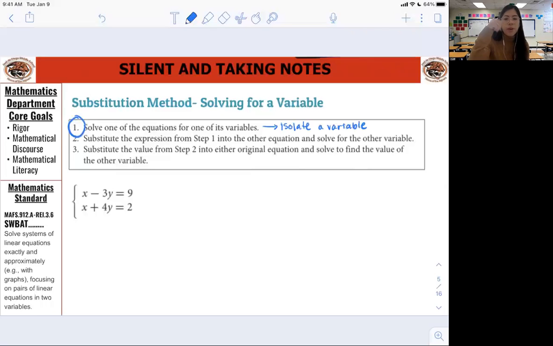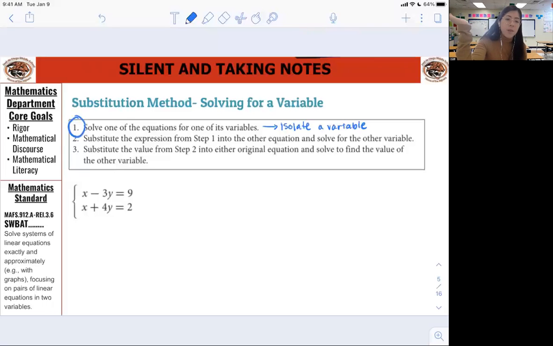I'm going to isolate one of those. When I say isolate, you always want to think about which one is going to be easier to isolate, which letter has no number in front of it. Which of those variables is already close to being alone? X, on both equations. The x is already kind of alone. We just have to move one thing out of the way.